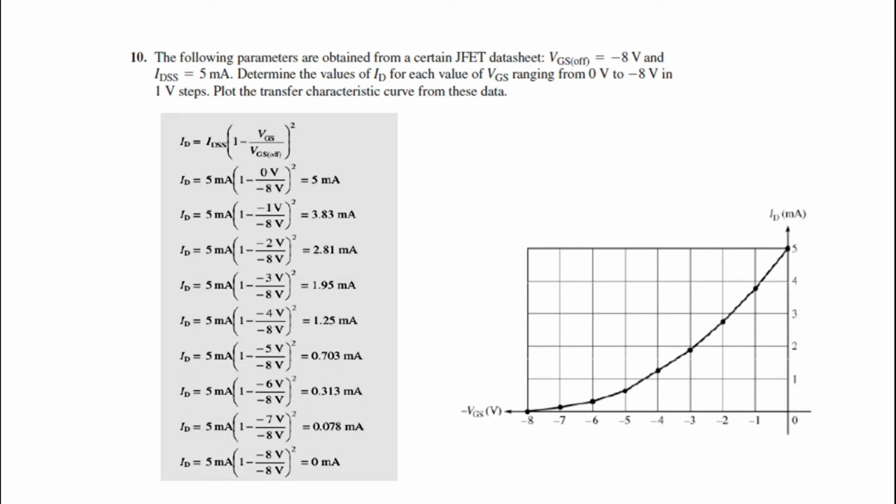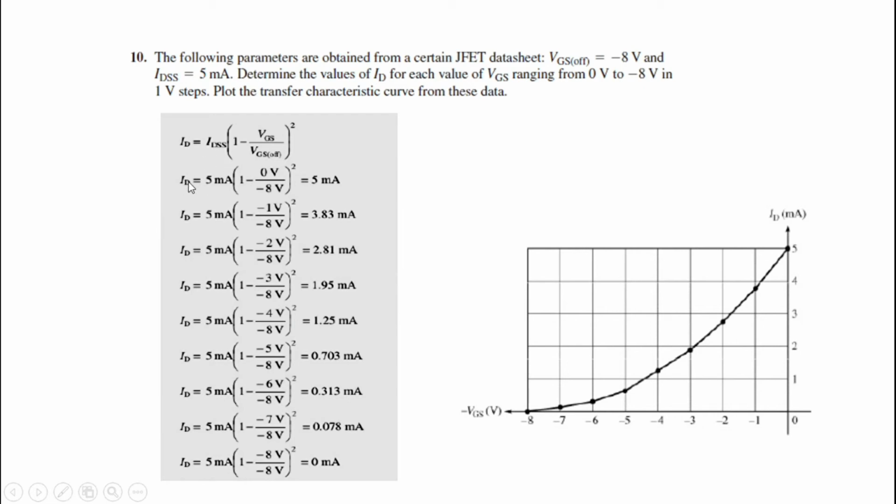So you know that ID is equal to IDSS into (1 minus VGS upon VGS(off)) squared. Your IDSS value is given, your VGS(off) value is given. So what you need to do is change your VGS in steps of 1 volt from 0 to negative 8 volts and calculate your ID value at each of those VGS values. We'll be starting off at 0 volts, then moving on to negative 1 volt, negative 2 volts, negative 3 volts, and so forth, calculating the ID value using this formula.